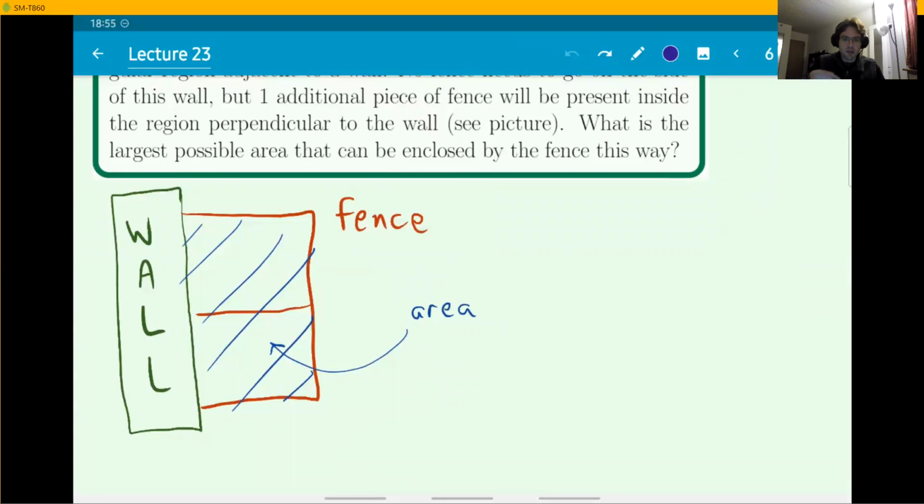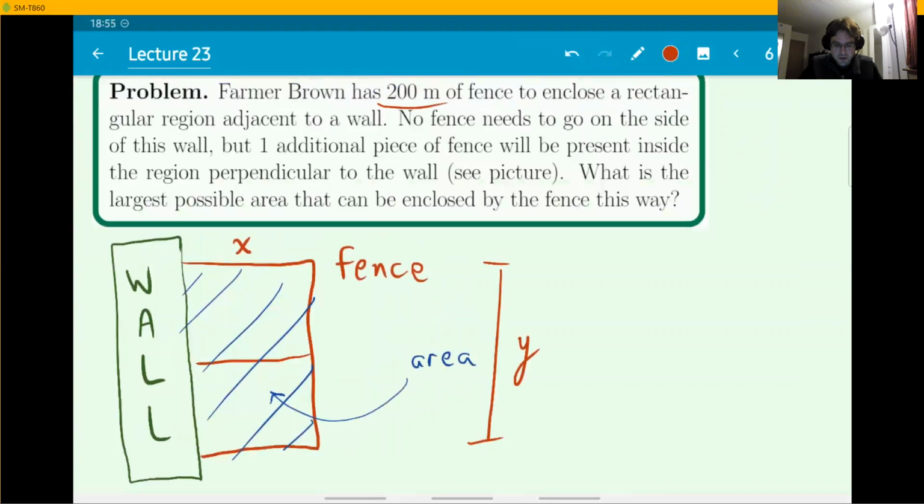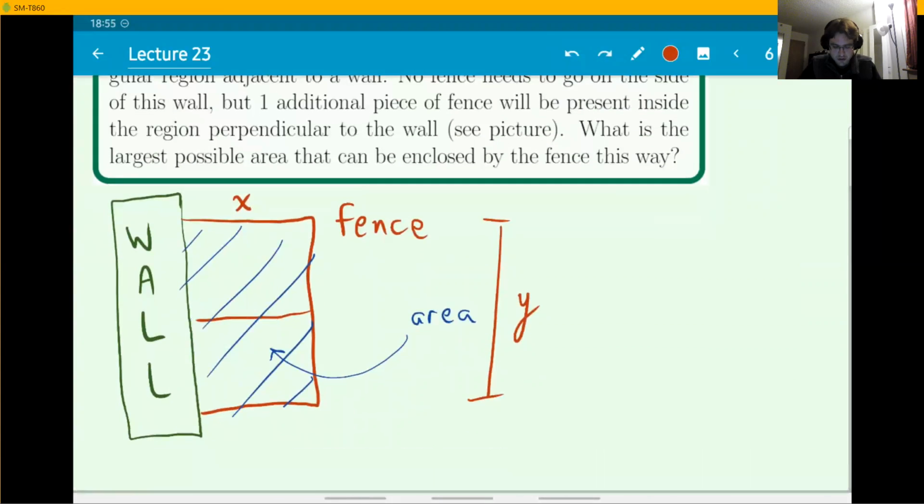Okay, what can we make different in this problem? Why is this an optimization problem? What are our options? It's a rectangular fence. We are free to choose the width and height of this fence. It could be any rectangle. The only constraint is that the total length of the fence is 200 meters. How do we put this into equations? Constraint.